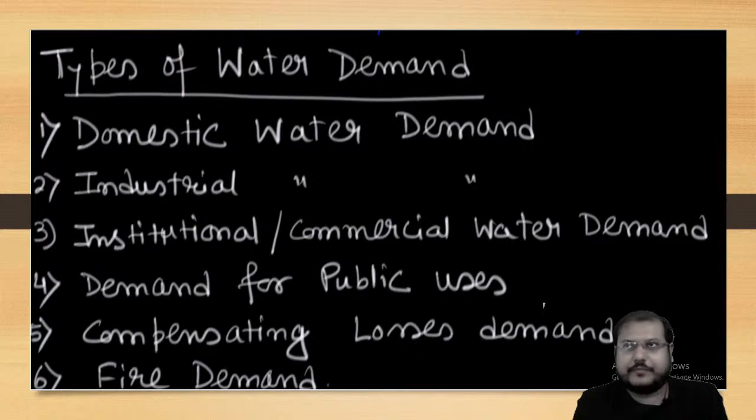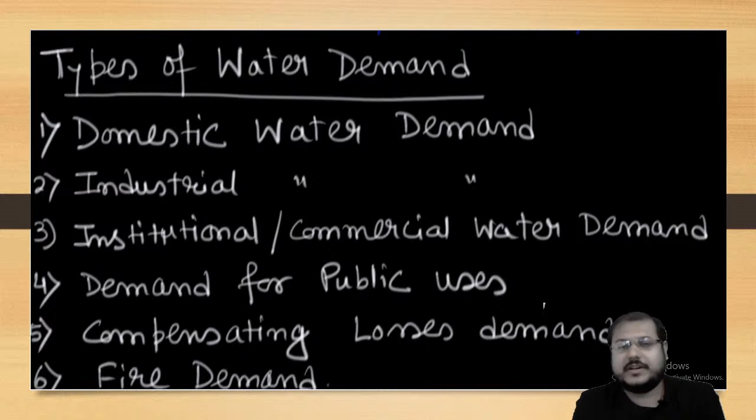So we have entered the first chapter, and the first segment of the first chapter. First we have the different types of water demand. What are the different types of water demand? They are domestic water demand, industrial water demand, institutional or commercial water demand, demand for public uses, compensating losses demand, and fire demand.